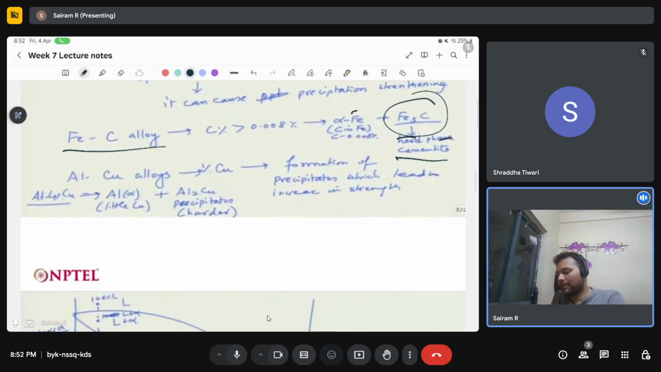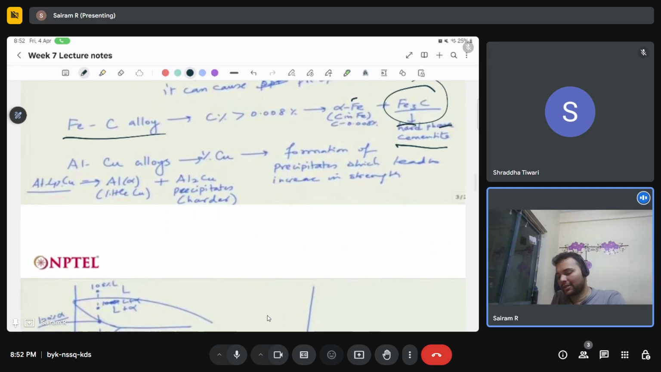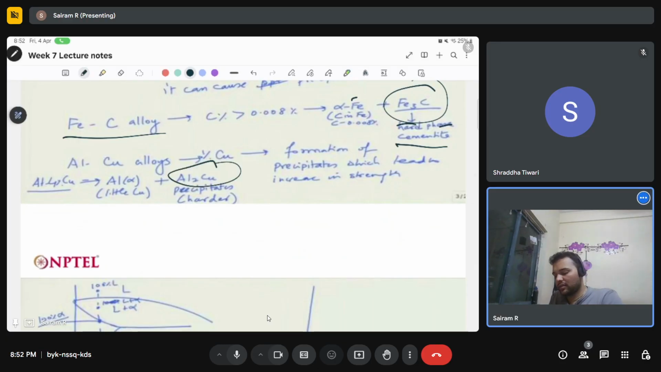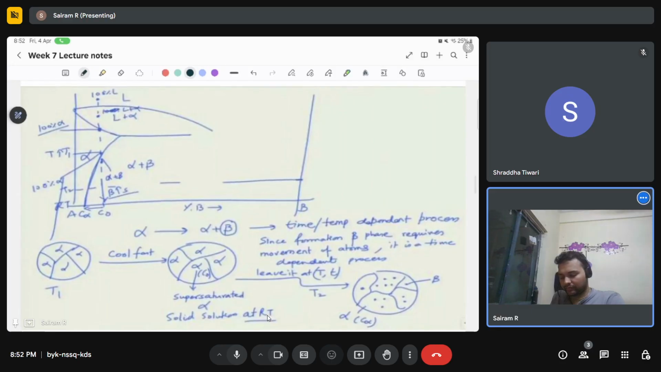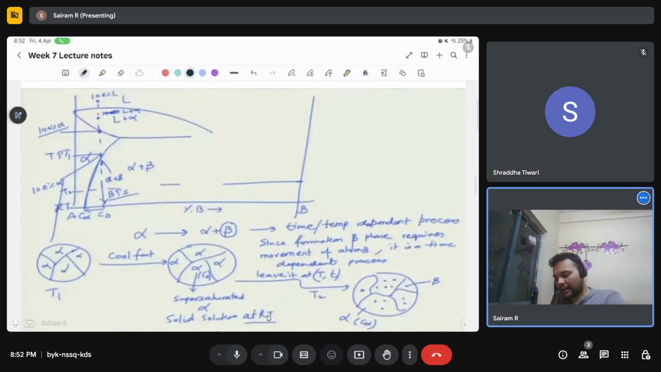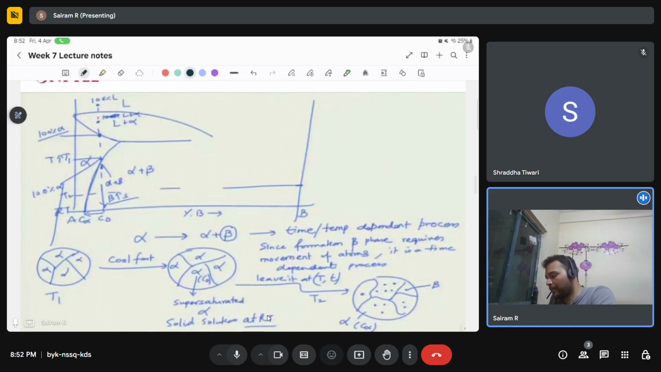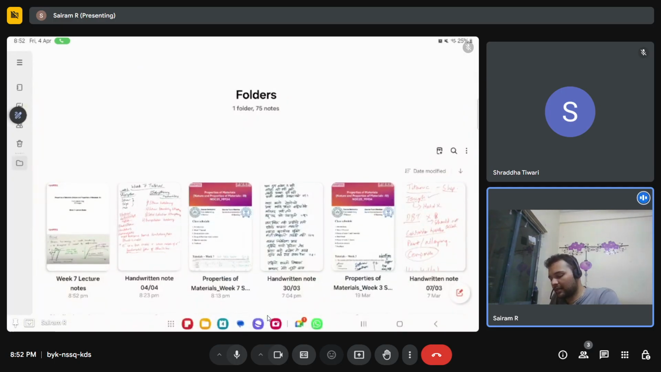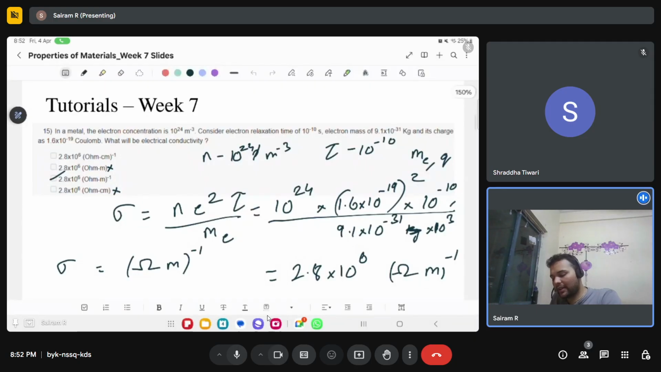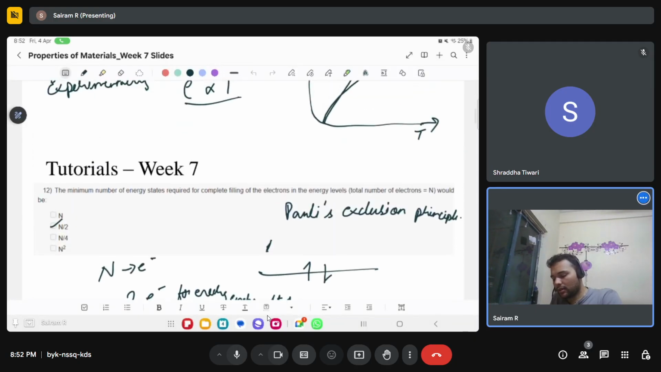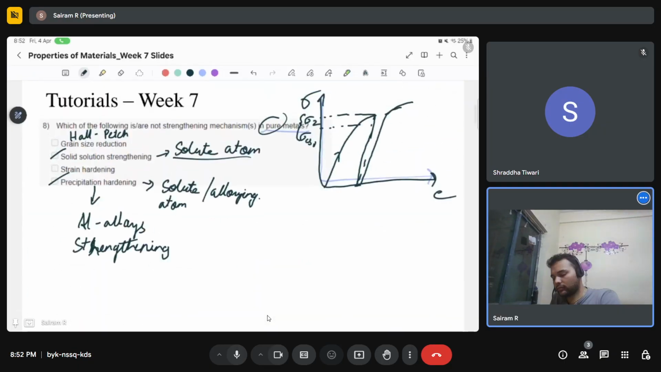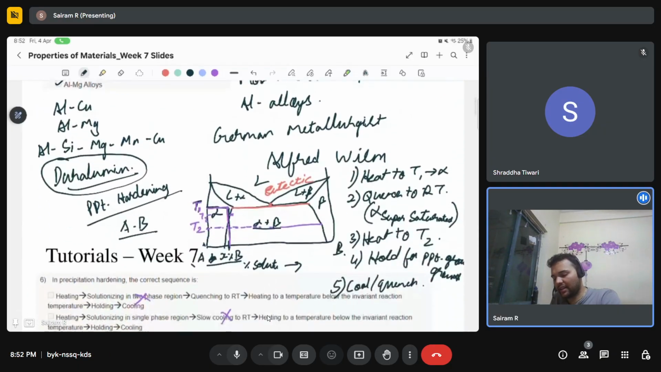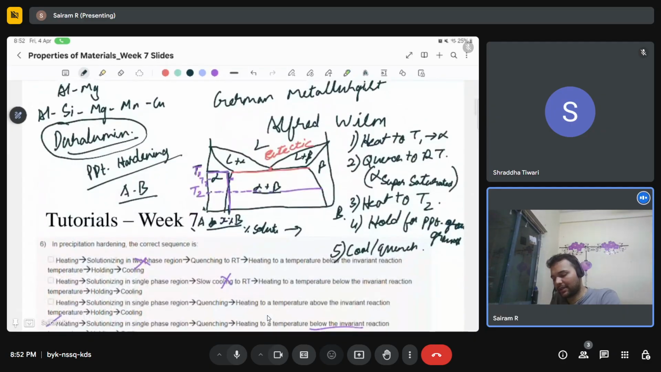So the next is aluminum copper alloy systems, formation of precipitates. Again, Al2Cu precipitates are formed, which are harder than the typical aluminum systems. Rather than over here, I would take you back to the materials where we discussed this in detail, where we had given a very simple example of this.